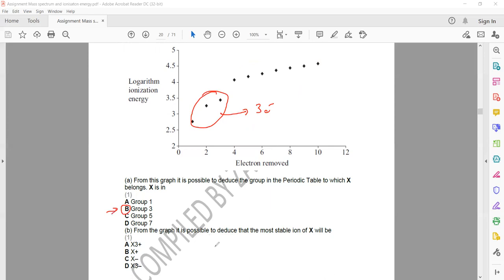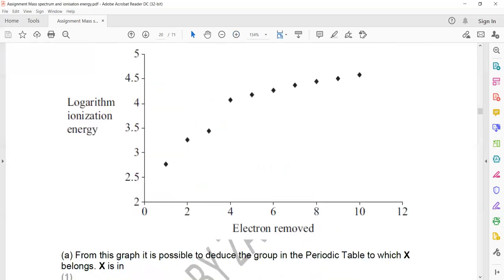And from the graph, it is possible to deduce the most stable ion. If the element belongs to group 3, it tends to lose 3 electrons. So what will be the charge? It will be 3 plus. So A will be the right answer. Is it clear? So using the logarithm of ionization and electrons removed, we can also work out the group of that element.